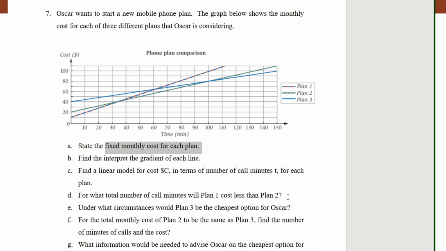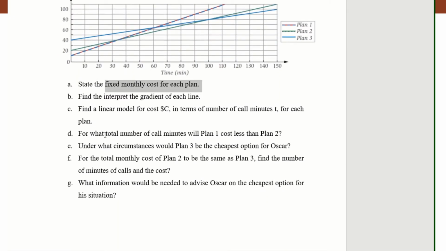When will plan 1 be less than plan 2? So plan 1, plan 2. Plan 1 will be less than plan 2 here, before this point. So equate both the equations and find this point. All right. So the same goes for E, F, and G. It's quite similar.